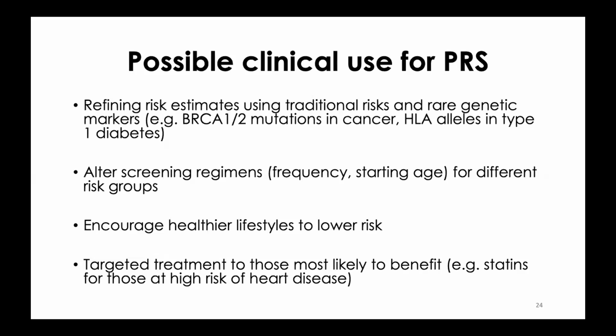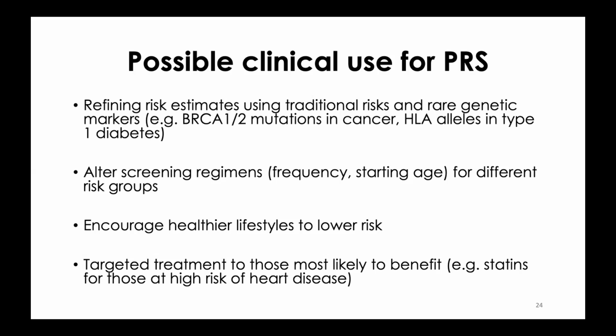These and other traits could enable us to find risk estimates using traditional risks, and also rare genetic markers, like the BRCA1/2 mutations in cancer and HLA alleles in type 1 diabetes. We could alter screening regimens for different risk groups, and then clinicians could, based on that, encourage healthier lifestyles to lower risk, because in the beginning I showed that.